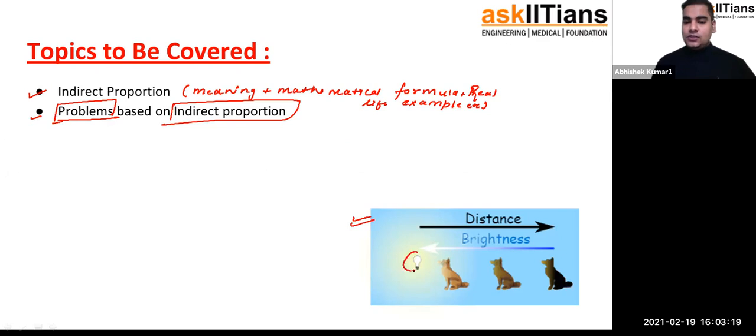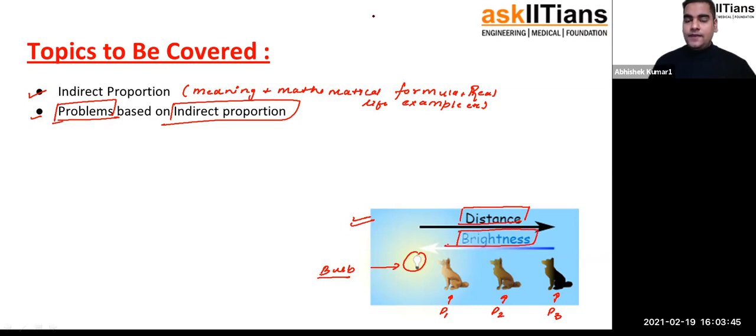You can see this is the source of light. You have a bulb here. Now there are 3 positions of a dog. This is position 1, P1 I'm going to call it. That is position 2, we are going to call it P2. That is position 3, we are going to call it P3. What do these arrows denote? This arrow denotes that if you increase the distance, then your brightness is going to decrease.